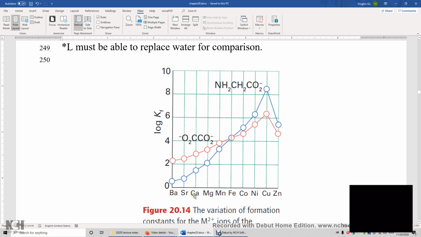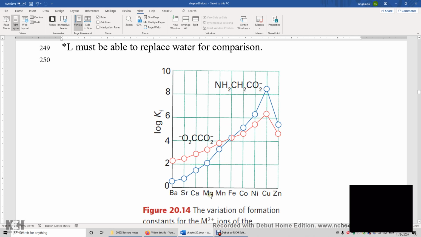Barium, strontium, calcium, magnesium. They are all in the second column of the periodic table. So from barium to magnesium, the ionic radius decreases. Therefore, from here to here, we have stronger and stronger interaction between the metal and the ligands. Obviously, these four are not transition metals, but still we can make legitimate comparisons.